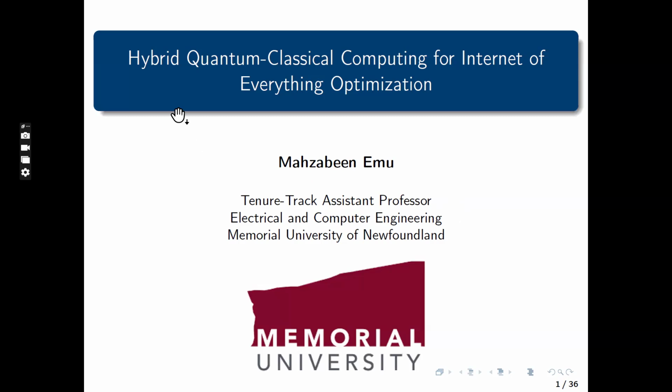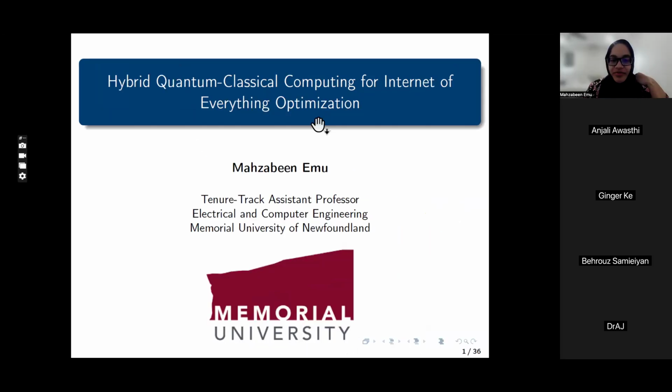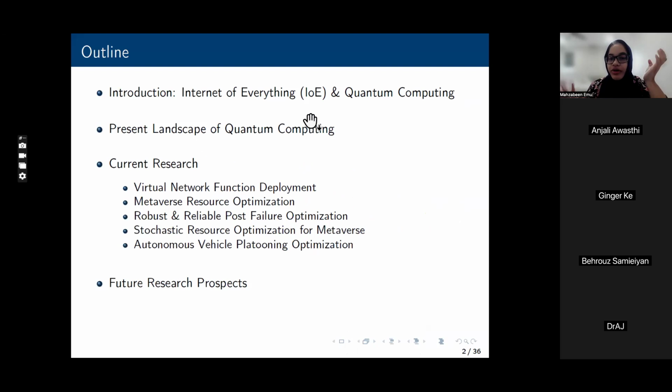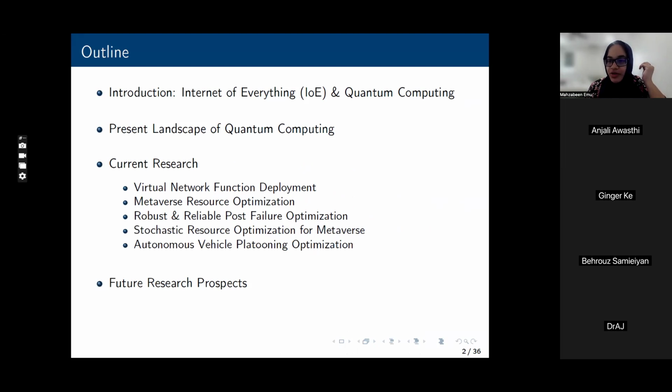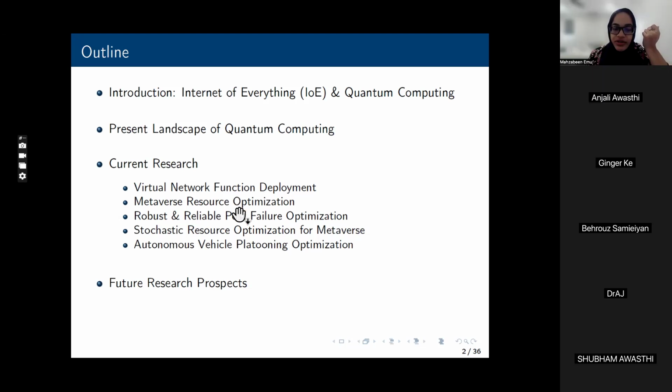And the title of my talk today is Hybrid Quantum Classical Computing for Internet of Everything Optimization. So it might sound a bit wordy at this time, but I will break down each term one by one. The outline of today's talk includes a brief introduction to Internet of Everything and quantum computing. I will briefly discuss the present landscape of quantum computing. I will discuss some of my current research, and all of these research projects at the core are optimization problems, and I would also like to discuss some future research prospects as well.